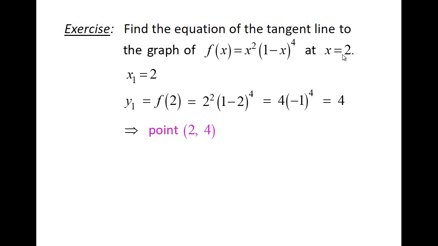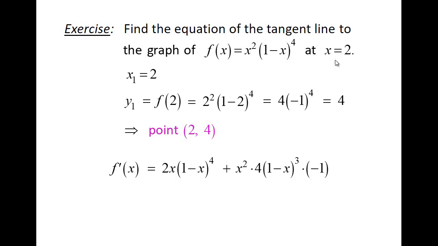We want to find the equation of the tangent line to the graph of f at the point 2, 4. The slope of the tangent line would be the derivative of f evaluated at 2. So let's find the derivative. The function f is a product, so you have to apply the product rule. By the product rule, I take the derivative of the first factor, which is 2x, multiplied by the second factor as it is, plus the first factor as it is, multiplied by the derivative of the second factor. The derivative of the second factor, by the general power rule or the chain rule, is 4 times (1 minus x) to the 3 multiplied by the derivative of 1 minus x, which is negative 1.